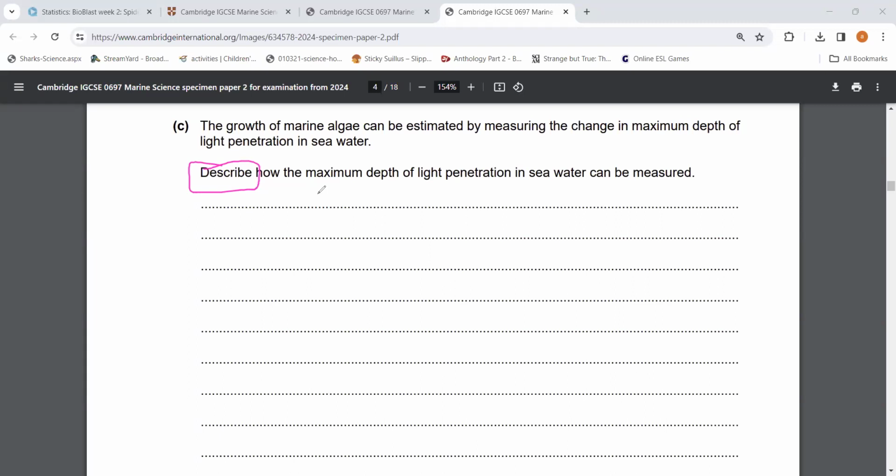Okay, so we've got a little scenario here. The growth of marine algae can be estimated by measuring the change in maximum depth of light penetration in seawater. So they've given us a hint there. Hopefully you can remember from the studying how we would measure this and the equipment we'd use. So it's asking us to describe how the maximum depth of light penetration in seawater can be measured, okay? So we're looking at water turbidity, like how far down can you still get light penetrating in the seawater and how you measure that.